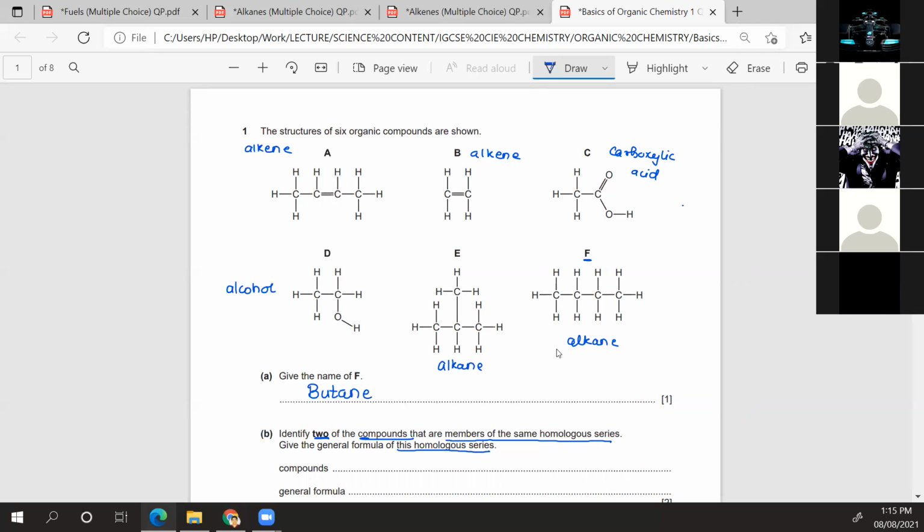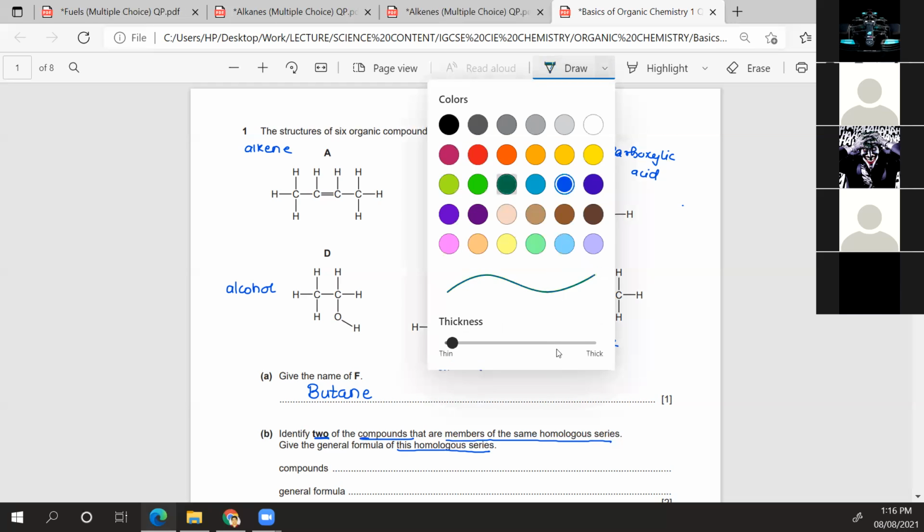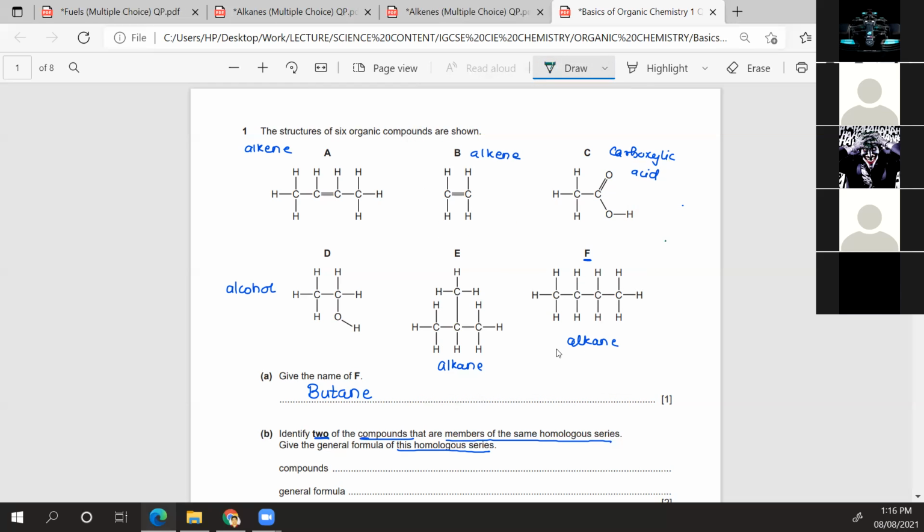Which 2 compounds belong to the same group? Can I say A and B belong to alkene? Can I say that? Yes or no? Can I say that A and B belong to the same homologous series, which is alkene? Akbar, can I say that?